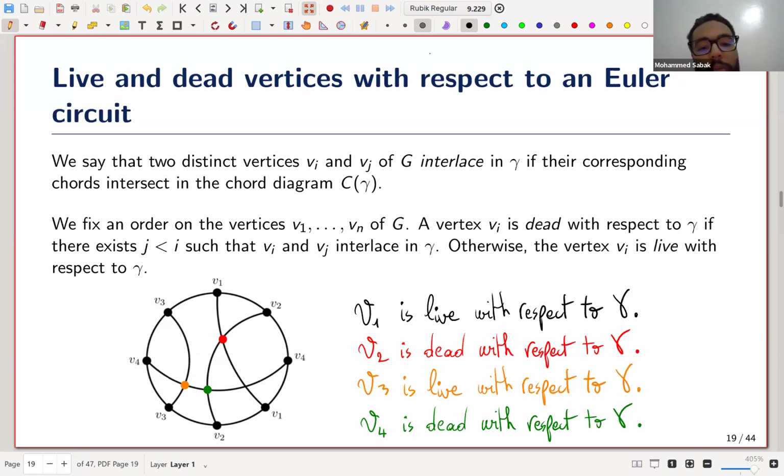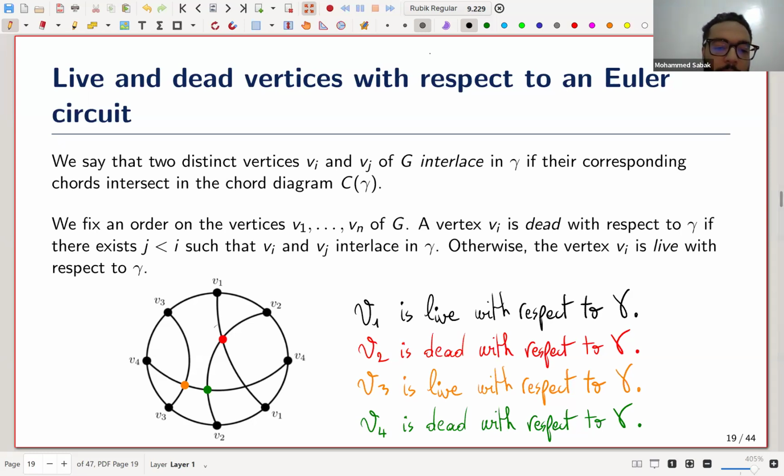We fix an order on vertices, of course, and we will say that a vertex Vi is dead with respect to gamma if it interlaces with another vertex Vj, so that j is less than i. Otherwise, the vertex Vi is live. So here in this example, V1 is live, of course. It is the lowest labeled vertex. It will always be live.